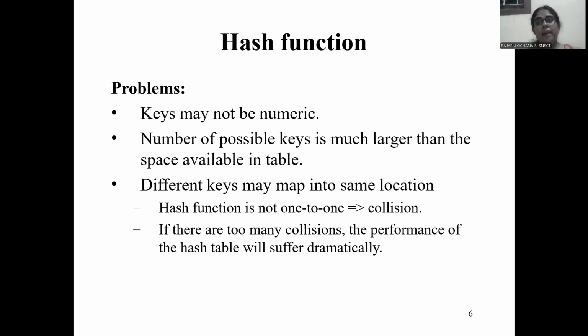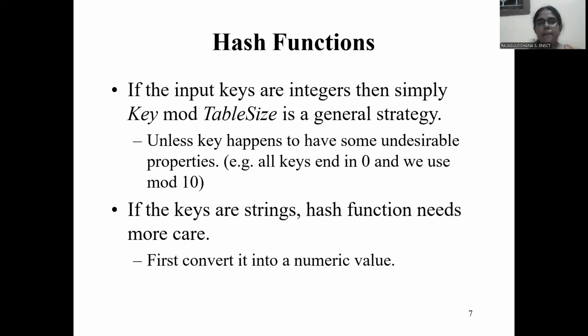At times, we face a lot of problems with respect to the hash functions we have defined. Some of the problems are when the keys are not numeric. It is difficult to define a hash function. Writing a hash function for a numeric key is much easier, but a key may not be numeric alone, it can be a string also. If the number of possible keys is much larger than the table size, again the hash function will be difficult. And if different keys map into the same location, a collision will occur. Not all hash functions are collision repellent. If there are too many collisions, then the performance of the hash table will obviously degrade.